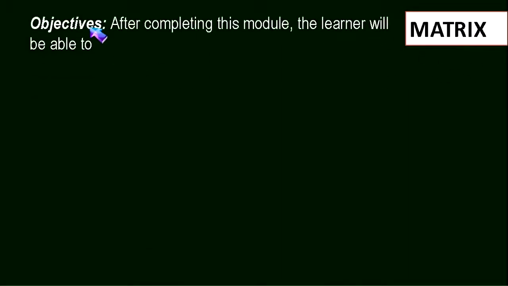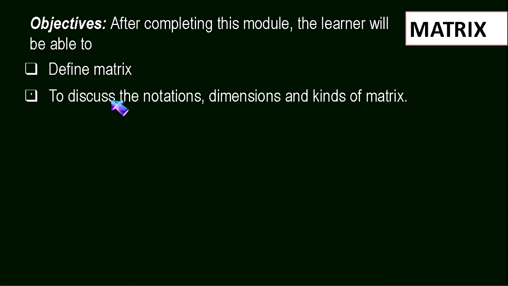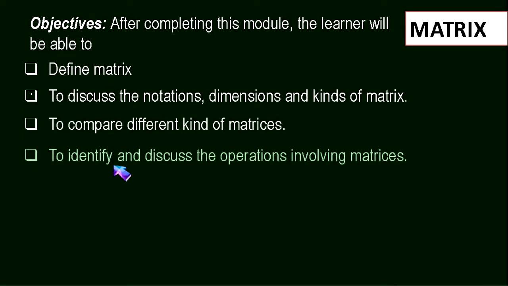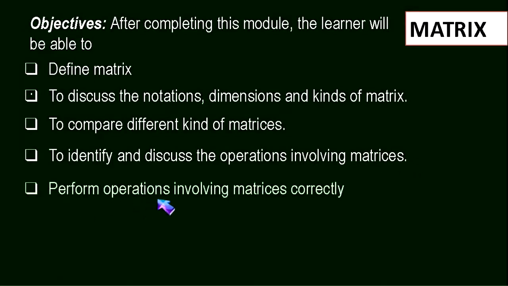So our first topic in the subject numerical solutions to CE problem is what we call the matrix. So our objective in our topic is that after completing this module, the learners will be able to first define the matrix, second to discuss the notations, dimensions, and kinds of matrix, third to compare the different kinds of matrices, fourth, to identify and discuss the operation involving matrices, and lastly, to perform operations involving matrices correctly.